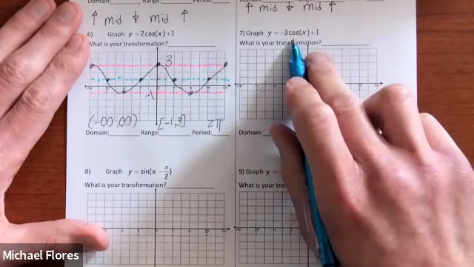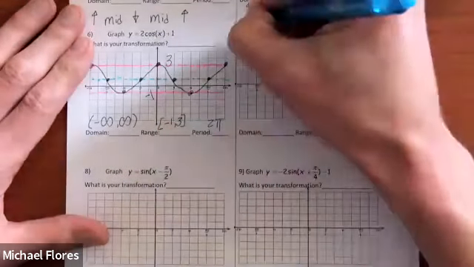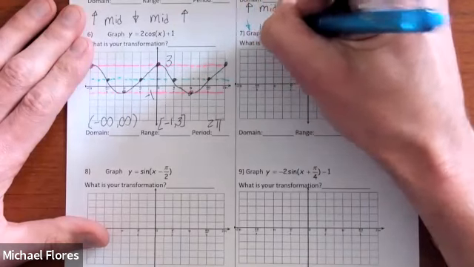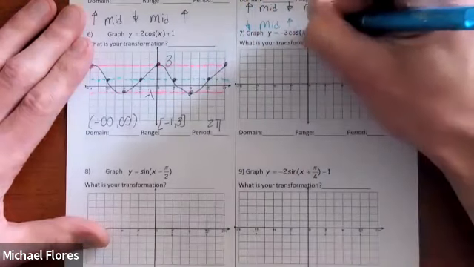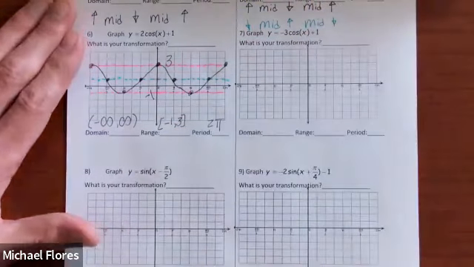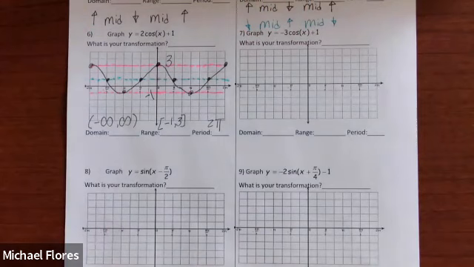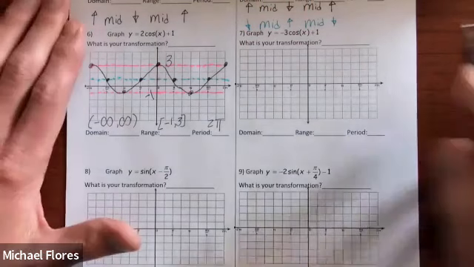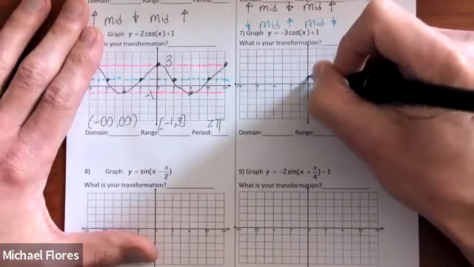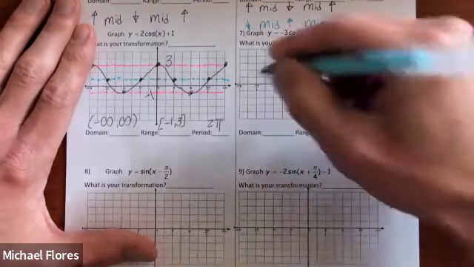Traditionally, cosine waves start up, but since we have a reflection, we're going to start down, mid, up, mid, down. So that's going to need to be the pattern that we follow here. We are shifting from the origin up 1. So this is going to be our new midpoint.